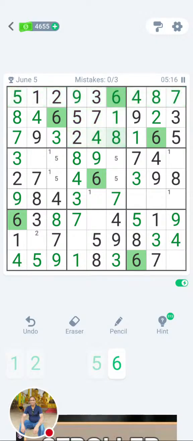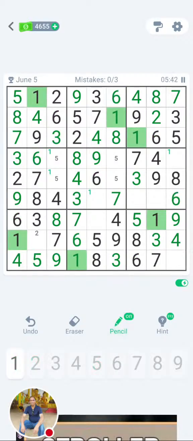So 6 goes there, and where else can I fill in 6? Over there, and 6. Okay, so 6 is done. Then where else can I fill in? 1 and 5, 1 and 5. So that's 1 and 5. And oh yeah, there is only 2 left here.